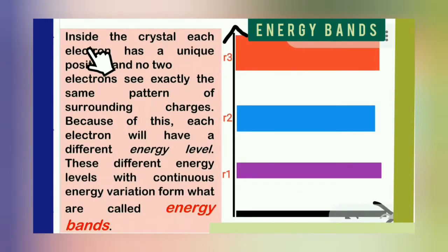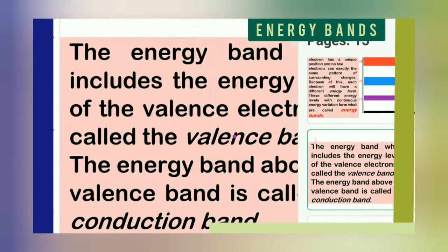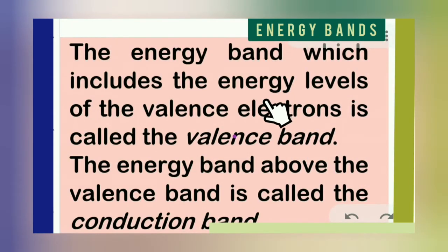You can see here inside the crystal each electron has a unique position and no two electrons see exactly the same pattern of surrounding charges. Because of this, each electron will have different energy levels. These different energy levels with a continuous energy variation form what are called energy bands. The energy band which includes the energy levels of valence electrons is called the valence band. The energy band above the valence band is called the conduction band.